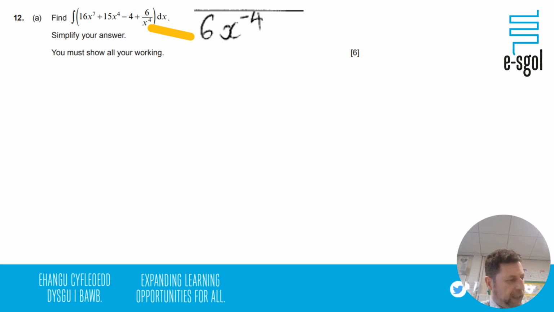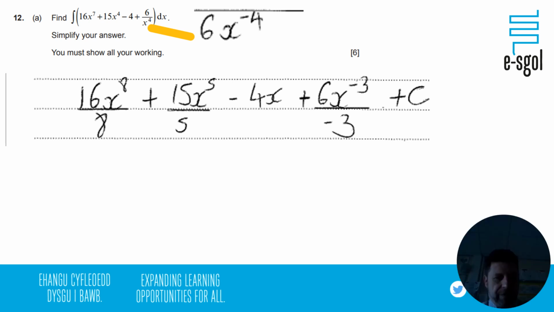So first term, increase the power and then divide by the new power is what I say. I for integrate and I for increase. Here's my full answers.